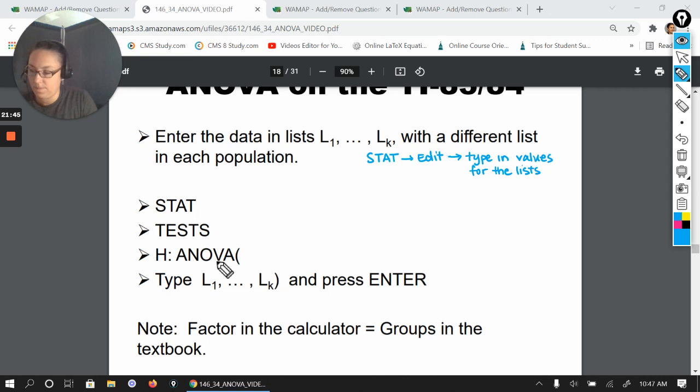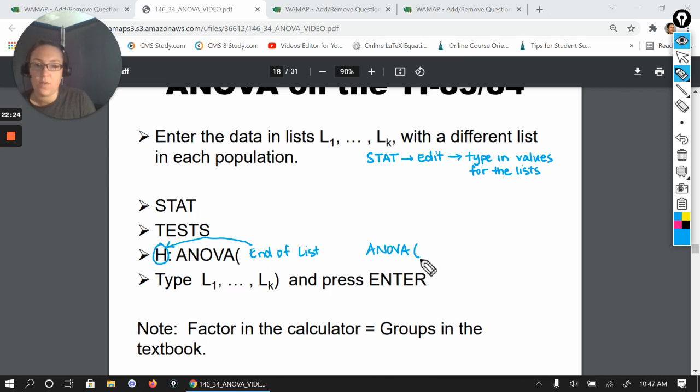So if you go to Stat and then Tests, ANOVA is at the very bottom. It's option H. So it's at the very end of the list. Okay, that's where ANOVA is. Once you select ANOVA, it will show up on your calculator screen as ANOVA with an open parenthesis, just like it says here. Then it'll type ANOVA on your screen.